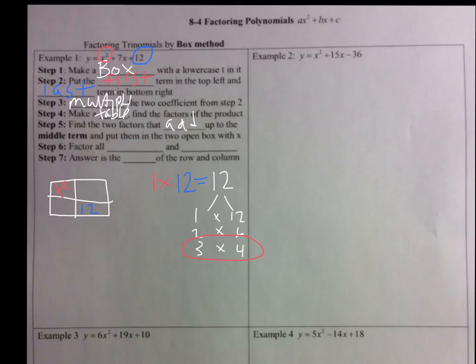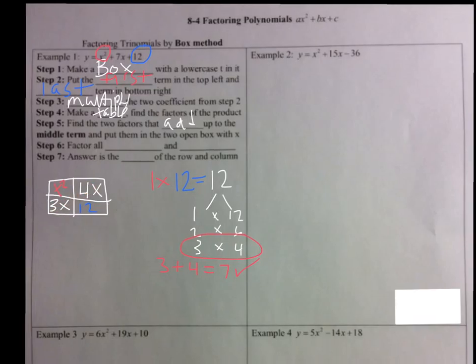So we know that 3 plus 4 equals 7. So that's what we want to use, and that's what we want to fill in the two empty boxes. Now, it doesn't matter where you put them. You can put them in any order you want. But wherever you put them, make sure you put an x right next to them. So I'm going to put a 3 on the bottom left with the x, and a 4 on the top right with the x. Again, you can switch these two around. It doesn't matter. You'll get the same answer.